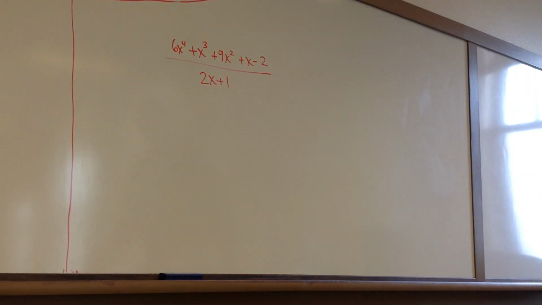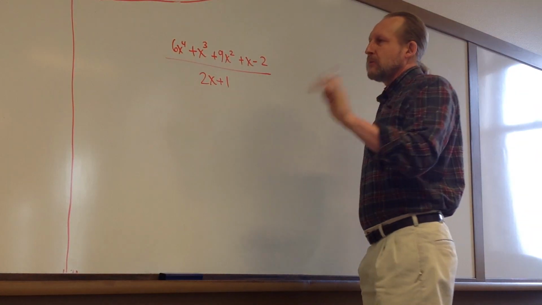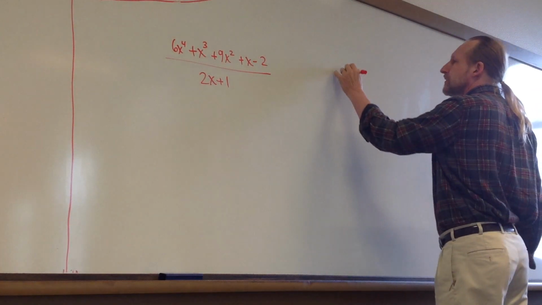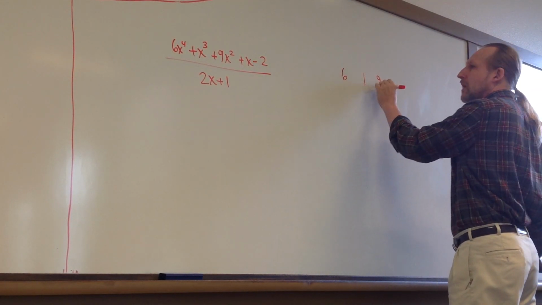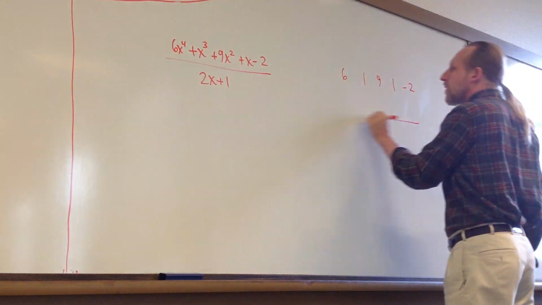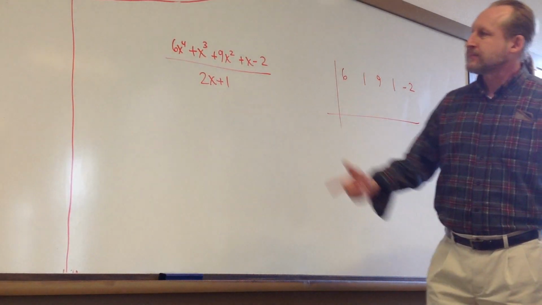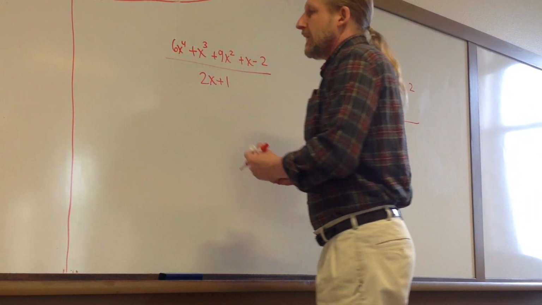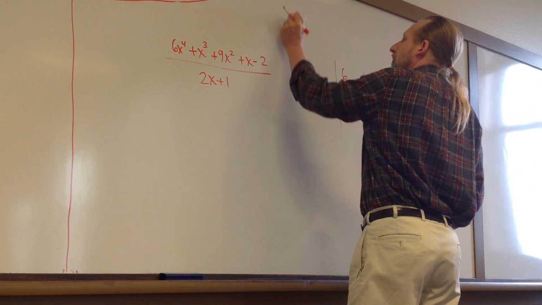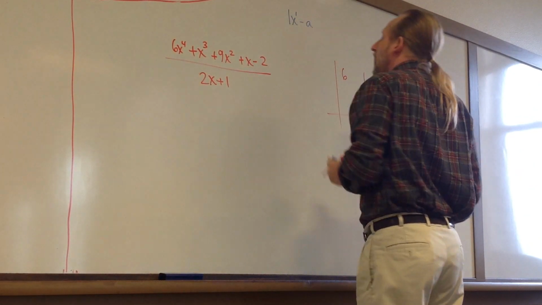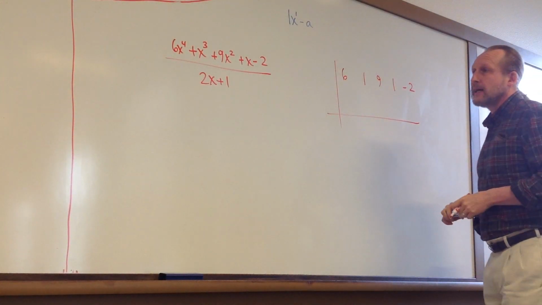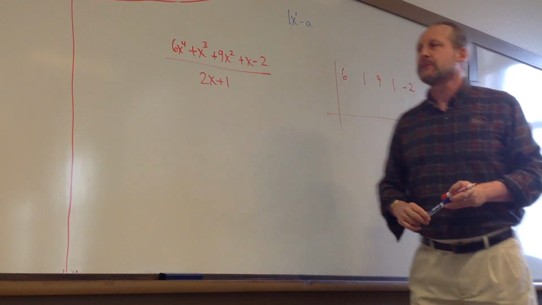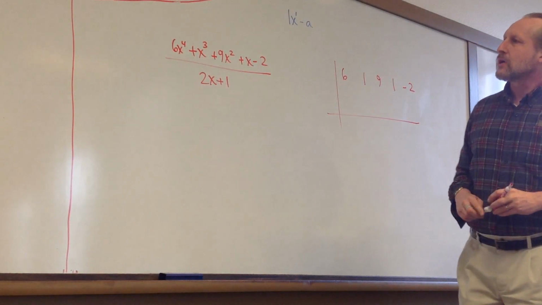Okay. So, first let's double check that we've got all the powers of x. 4, 3, 2, 1, 0. Good. So we'll put down our coefficients. 6, 1, 9, 1, minus 2. Okay. Now, this thing doesn't have a 1 in the front. Remember, at the beginning I said that the synthetic division is set up to divide by 1x to the first minus a. Okay? So technically, we can't really do this process with that 2x plus 1. But we can work around it.